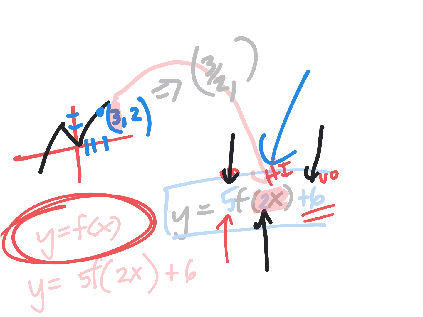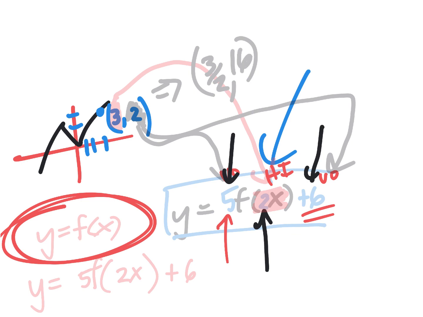Get how I got that? All right. And then the y of that point, this 2 right here, that does do what it seems. It does times by 5, and it does add 6. So I can take 2 times the 5 is 10, and then add the 6. 10 and the 6 makes 16. There's my new point: (3 over 2, 16).